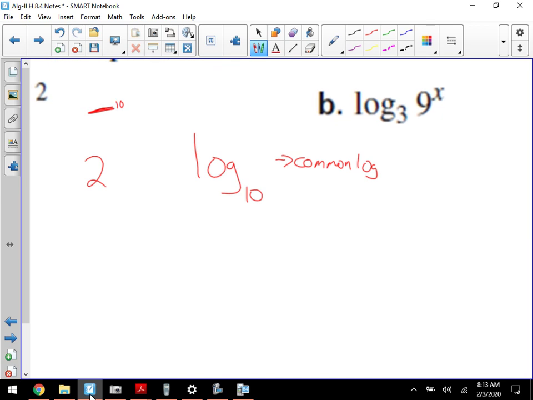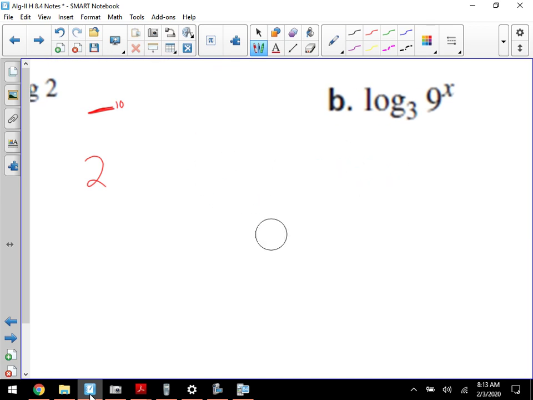And then same idea over here. This is where I was talking about a second ago: how do you rewrite that 9 as base 3? 9 is 3 squared. Remember, this is the same thing as saying log base 3 of 3 to the 2x. And now do those bases basically undo one another? And then that means your exponent falls.